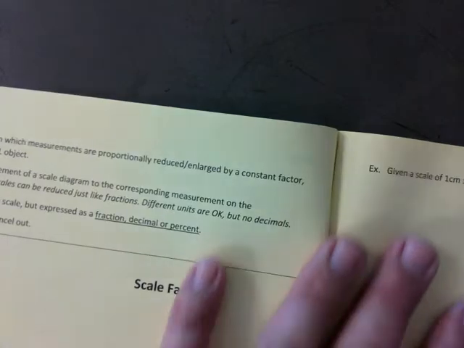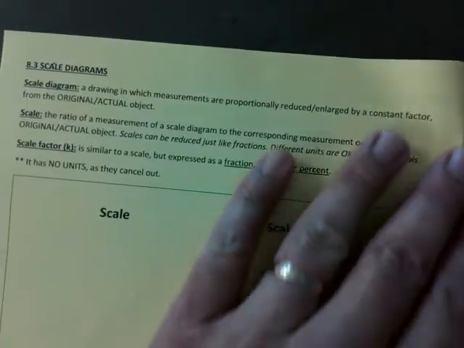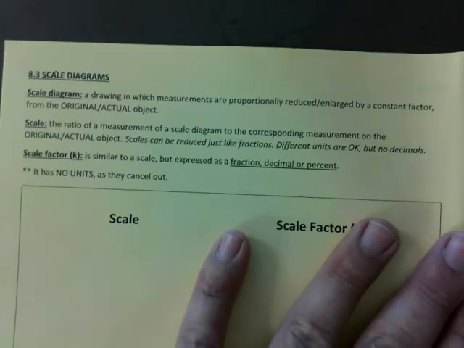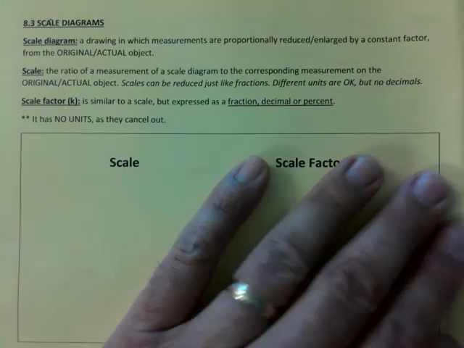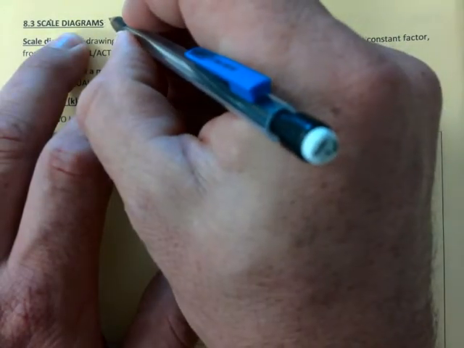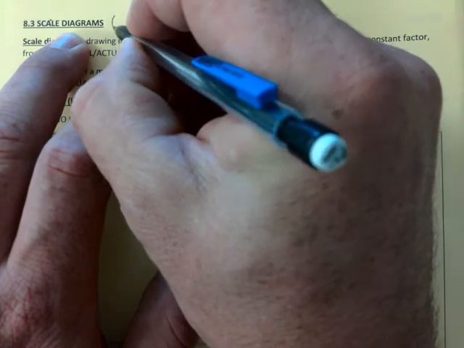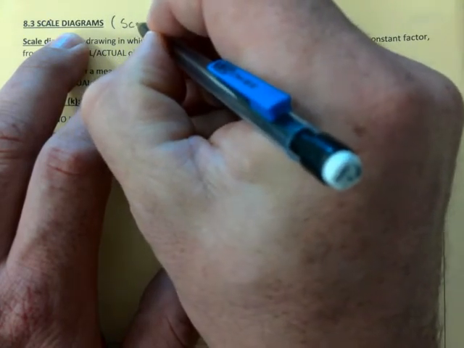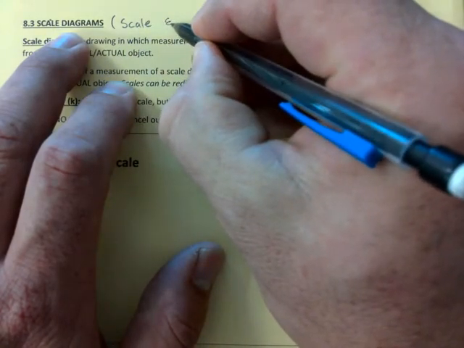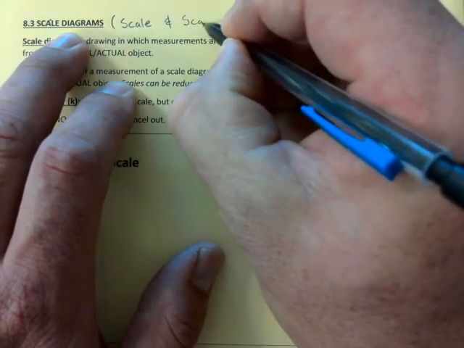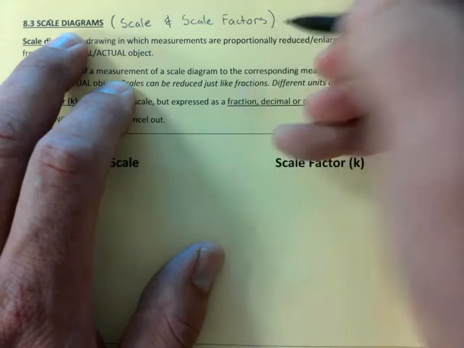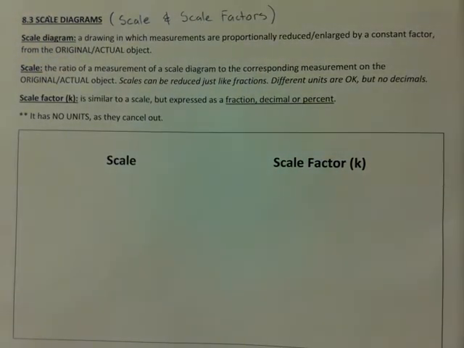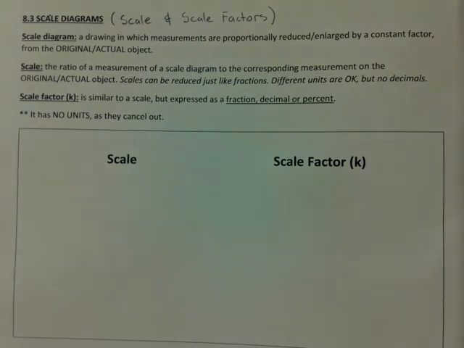And let's go to scale diagrams. This is on page 10, okay? Scale diagrams, I will put in brackets, okay? Scale and scale factor. I want to add that. The textbook calls this section scale diagrams, but really the main focus is going to be on scales and scale factors. Okay?